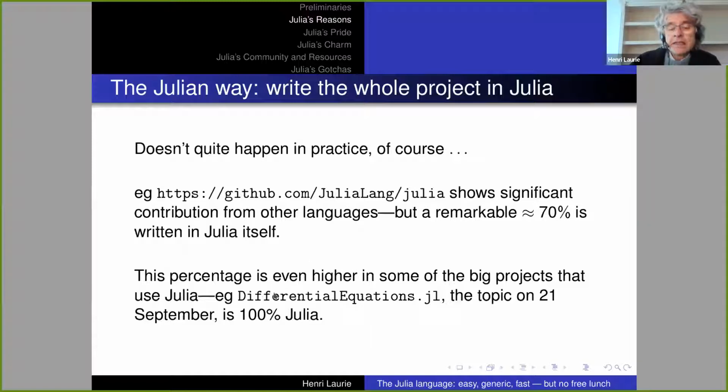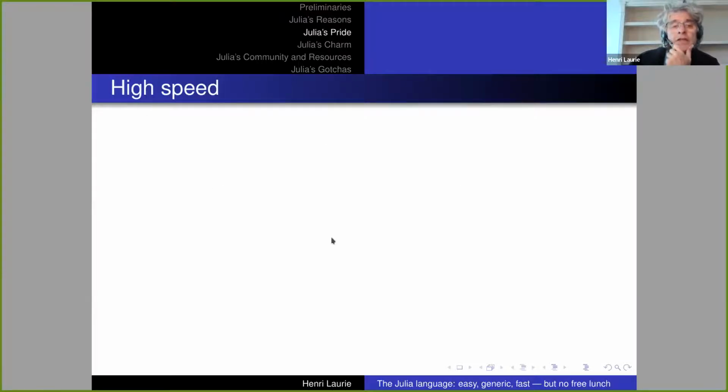Very often it's only for comparison purposes, but in some cases there are algorithms or C code, I think in particular in Sundials, that differential equations just calls for its own solver as well. So this 100% is not necessarily the full story. Okay, so now we get to Julia's pride. So the first point, of course, being high speed.